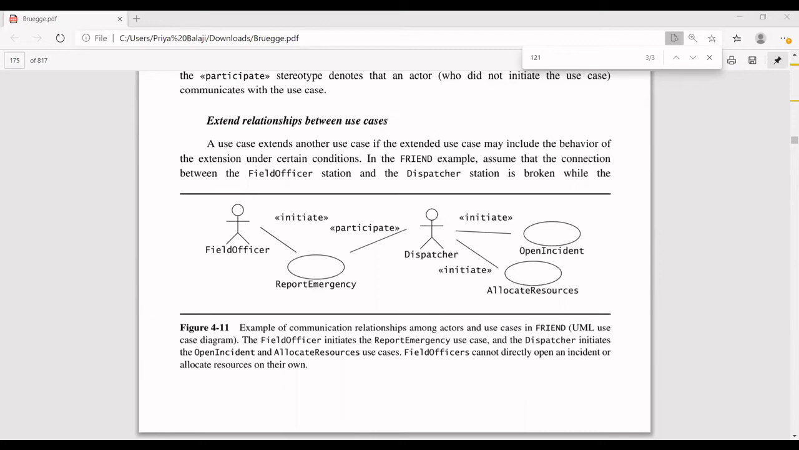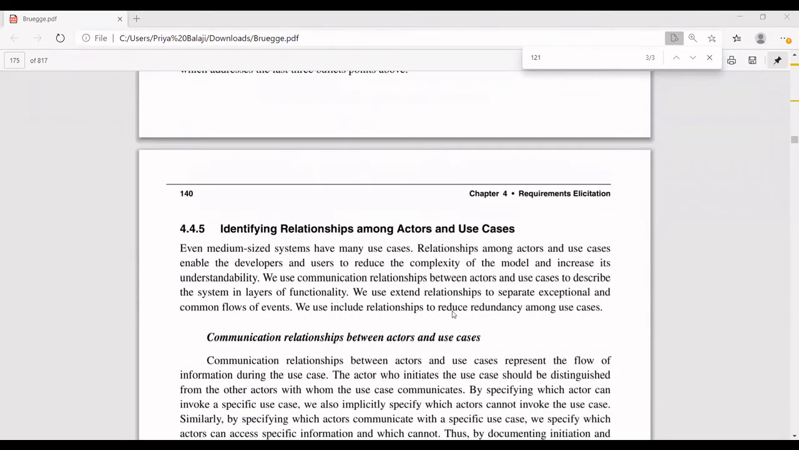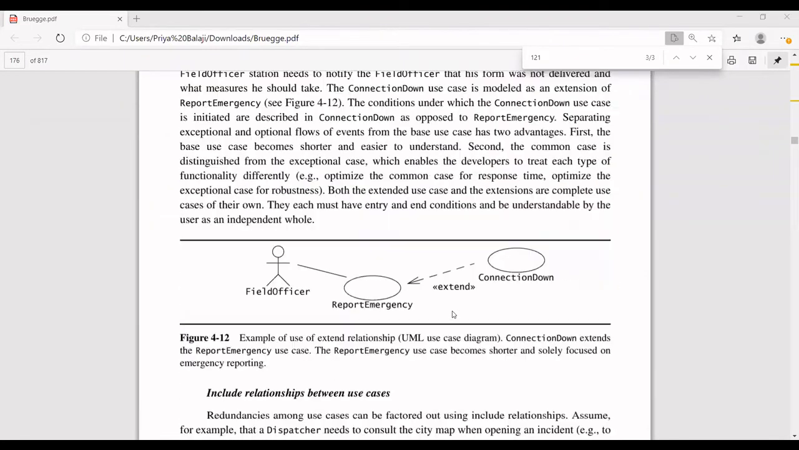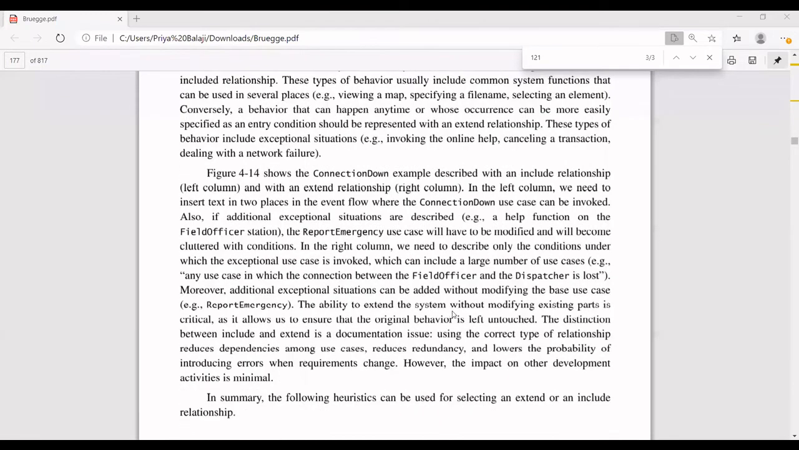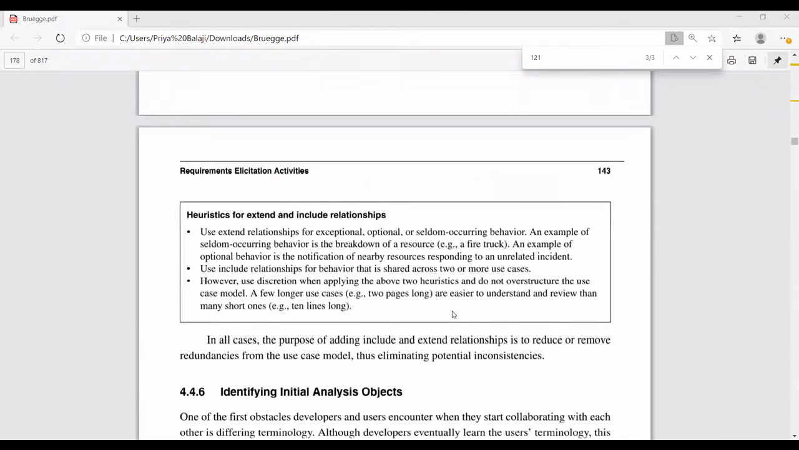So once your use cases, everything is done, then the next step you have to do is identifying relationships among the actors and the use cases. So once you have identified the type of use cases, whatever is going to happen, then you have to go either for extend or include or initiate or participate.